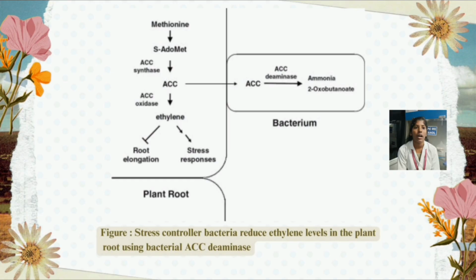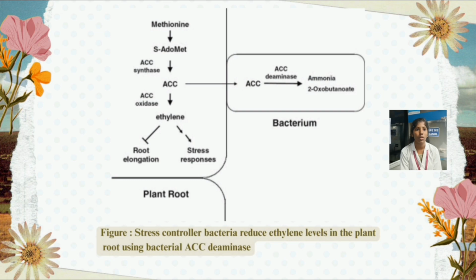The picture explains how stress controlling bacteria help plants by reducing ethylene levels in the root system. Normally in plants, the amino acid methionine is converted to S-adenosyl methionine, which is further converted into ACC, or 1-aminocyclopropane-1-carboxylate. ACC is then broken down by ACC oxidase into ethylene.